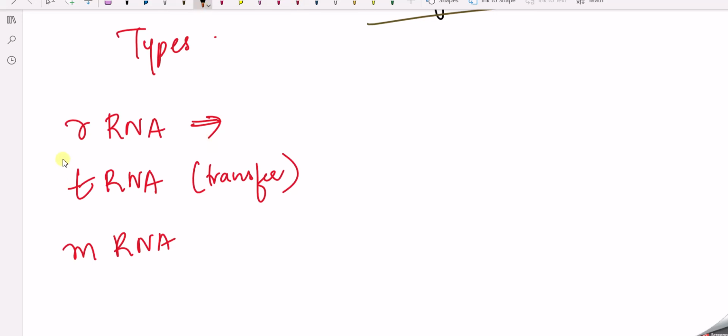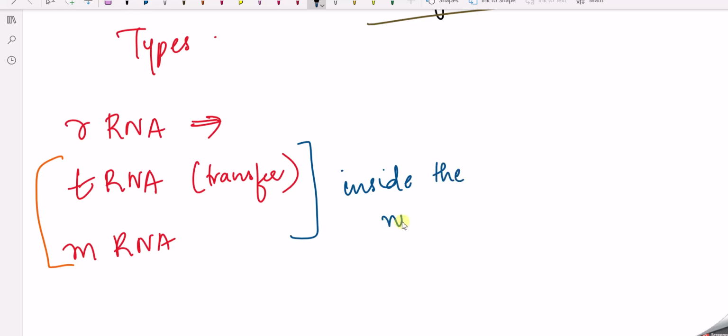The other two RNAs, the tRNA and mRNA, are both synthesized inside the nucleus. But what about this rRNA? It is synthesized in the nucleolus. Ribosomal RNA or rRNA is synthesized in the nucleolus.